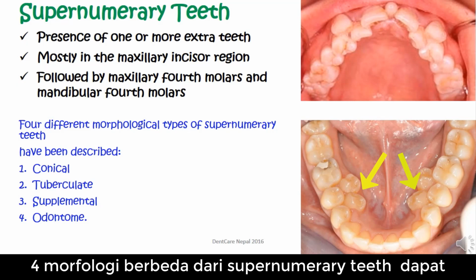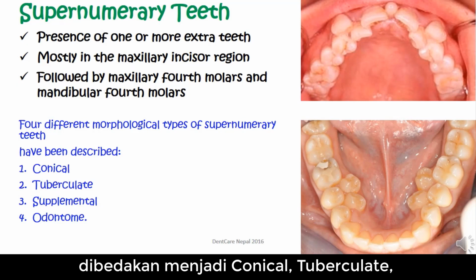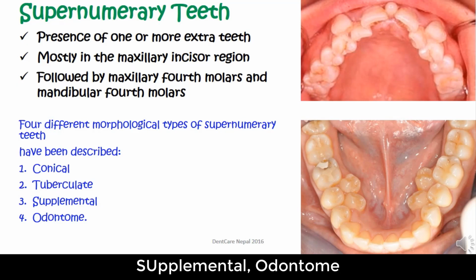Four different morphological types of supernumerary teeth have been described. They are conical, tuberculate, supplemental, and odontome.